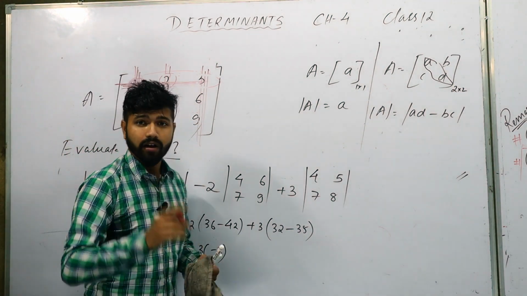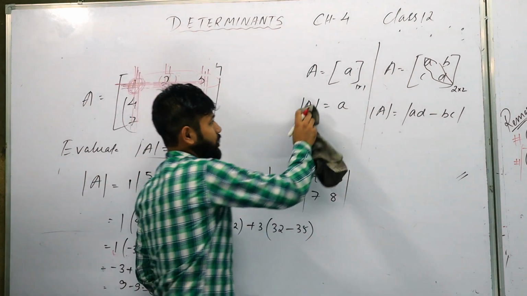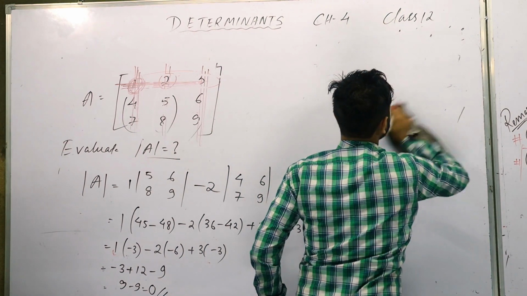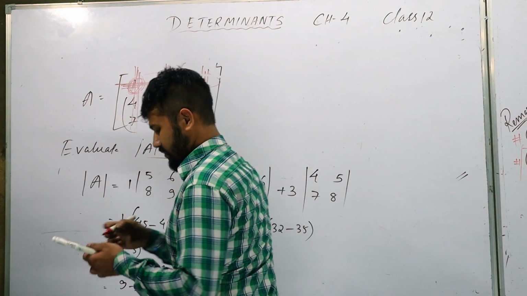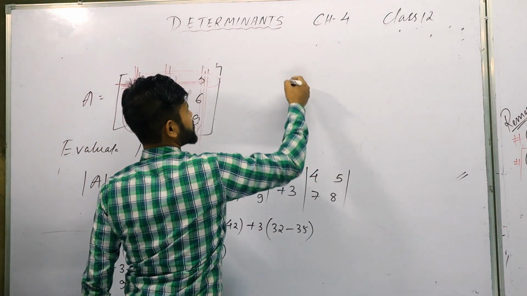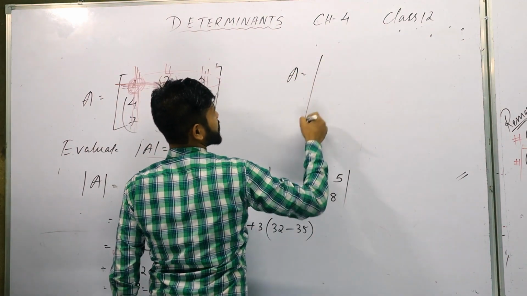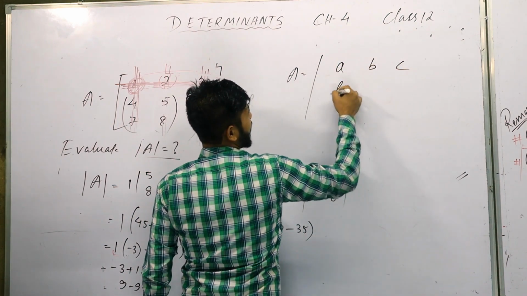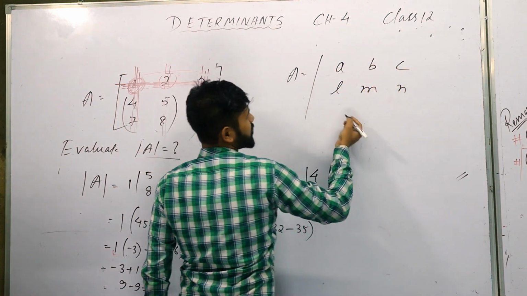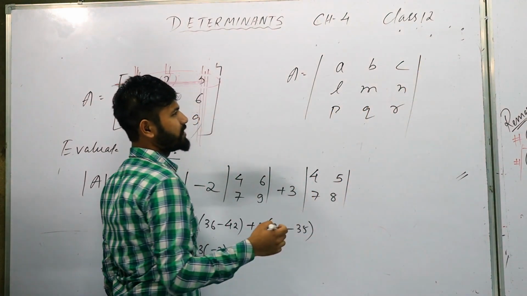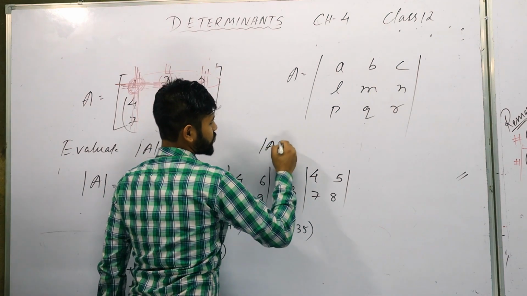I hope that's clear. Let me clear it with one example. You'll understand better now. Listen. Let me consider arbitrary values now. Let me consider one more matrix: A, B, C, L, M, N, P, Q, R. Now it is asked to find the determinant of A.